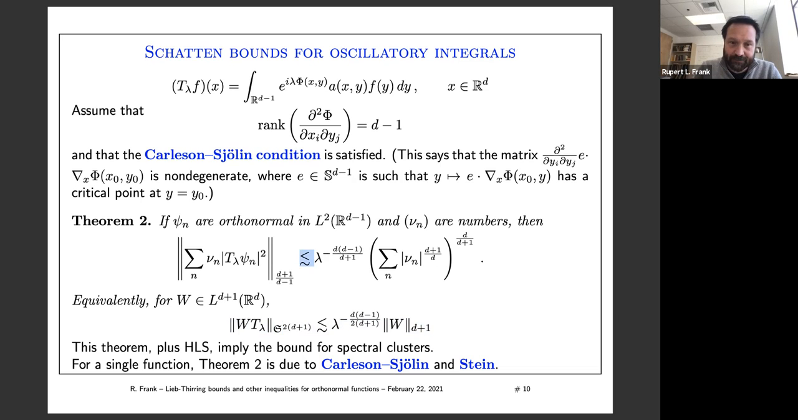What you can do is dualize this Carleson-Sjölin inequality for a single function, and you get equivalently that this operator is bounded. The WT operator is bounded, and it's bounded exactly in terms of these things. The novel thing here is that we say that not only is this operator bounded, but it's compact, and more importantly, we quantify its compactness. We quantify how fast its singular values accumulate at 0. That's the way you can look at this.